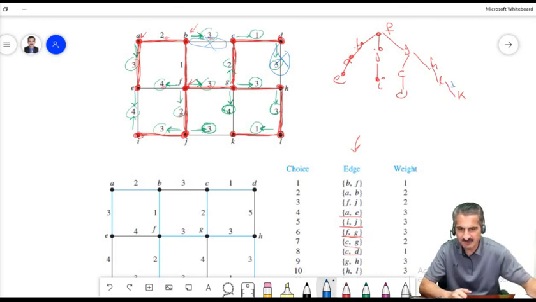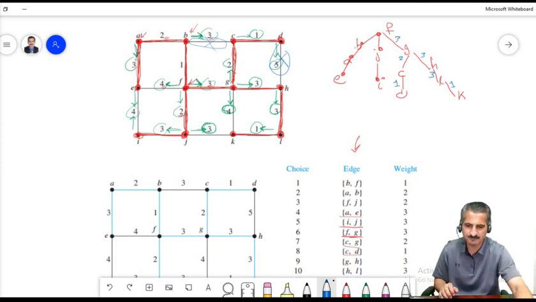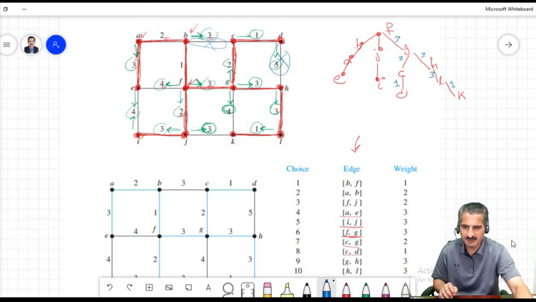In here it is 1, for instance. From C to D is 1. From H to L is 3. From G to H is 3. From G to C is 2. F to G is 3, and so on. Okay, so this is Prim's algorithm.